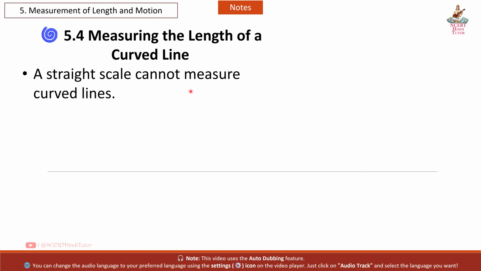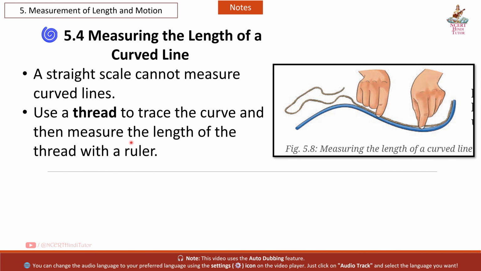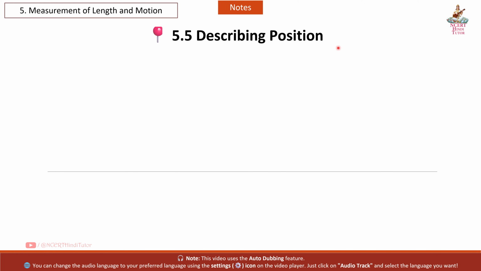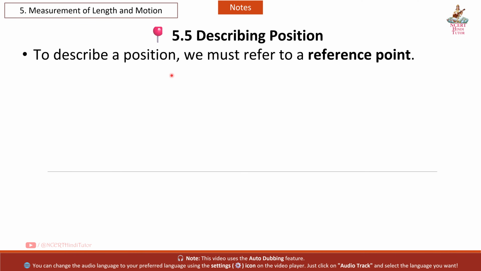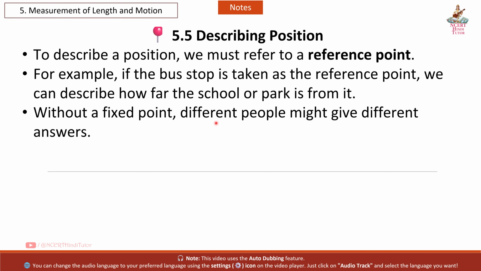A straight scale cannot measure curved lines. Use a thread to trace the curve and then measure the length of the thread with a ruler. Flexible measuring tapes are also useful for curved measurements like body, circular base, etc. 5.5 Describing position. To describe a position, we must refer to a reference point. For example, if the bus stop is taken as the reference point, we can describe how far the school or park is from it. Without a fixed point, different people might give different answers.